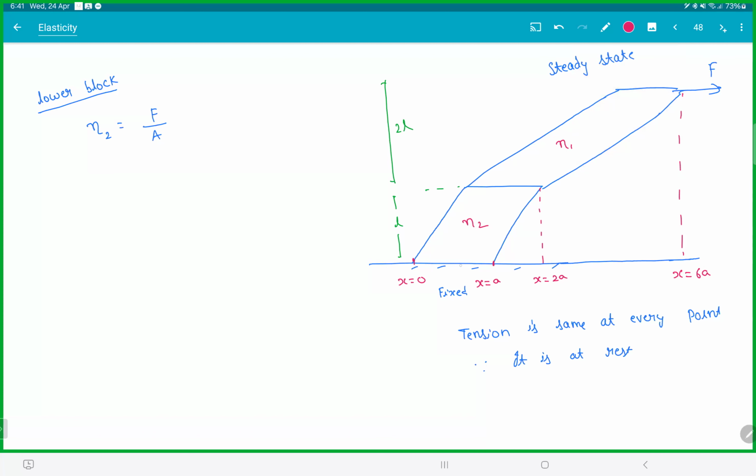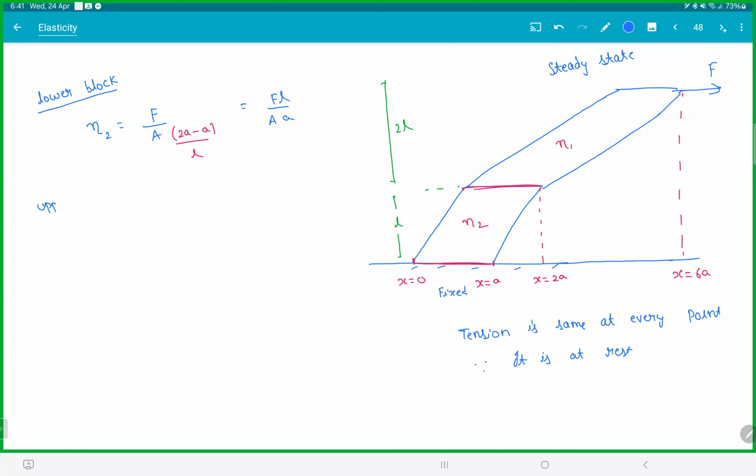The relative displacement, we are talking about the ground and this guy now. What is the displacement? It has gone from A to 2A, by length L. Agreed? So this is eta 2 equals FL by A into small a.